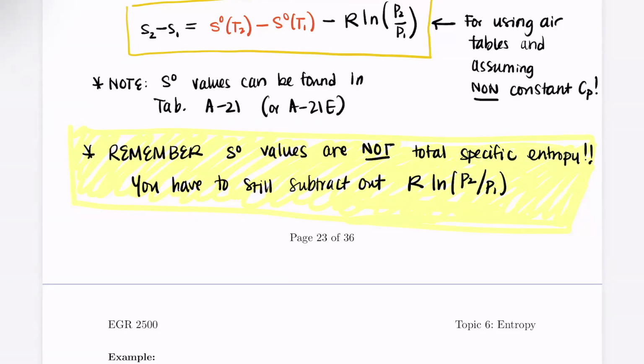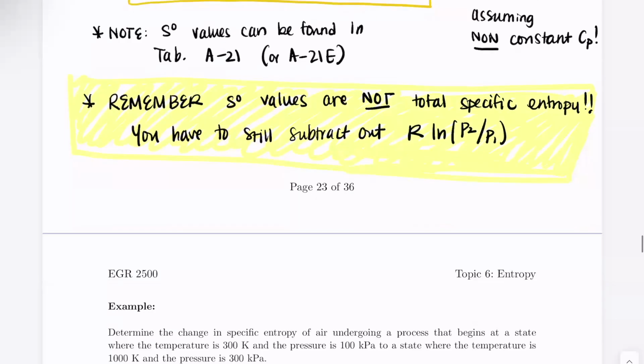The problem, like on the exam, will you say like we can't assume the constant specific heat? Yeah, I would be specific about it, whether you can or not. Other questions? Okay, let's do an example then. All right.